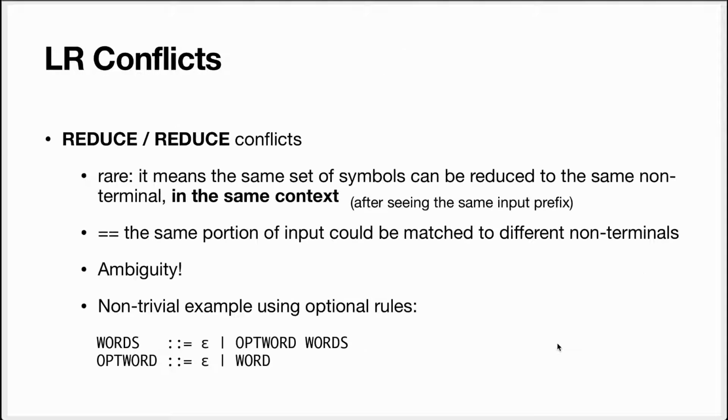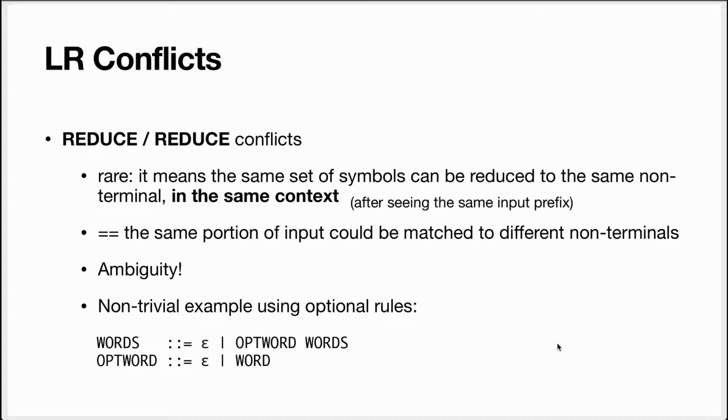What happens if you pass a grammar to an LR parsing tool and the grammar is not LR? Then the LR parsing tool will report a conflict, and there are two kinds of conflict. The first kind is reduce-reduce conflicts. It's fairly rare. It only happens when the same set of symbols can be reduced to the same non-terminal in the same context, after seeing the same input prefix. Another way to say this is that the same portion of input could be matched by different non-terminals. It's an example of ambiguity, and we'll have more to say about ambiguity very shortly.